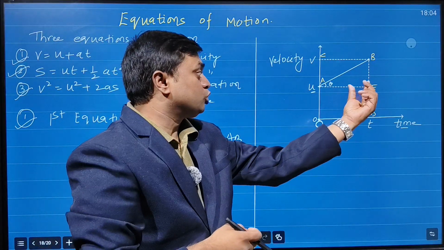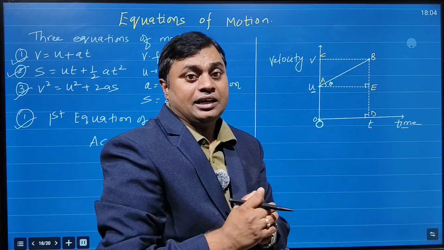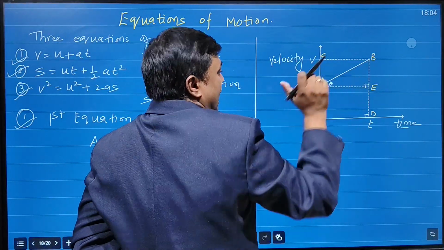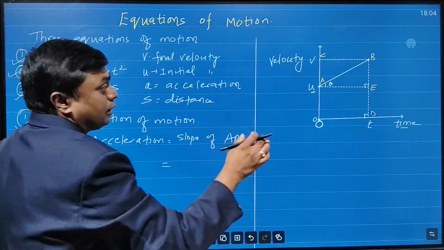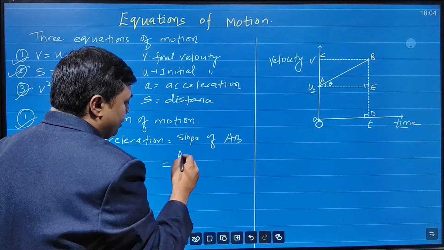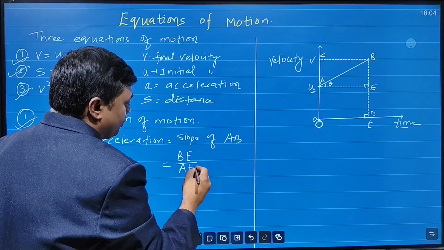How do we find the slope? Slope is nothing but tan theta. You will learn this in higher grade, that is 10th grade. Slope is nothing but opposite by adjacent. In this graph, you can remember that BE by AE is the slope.